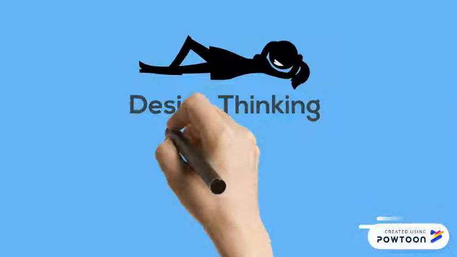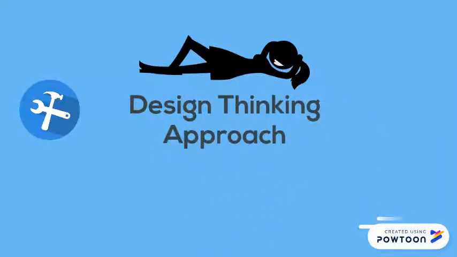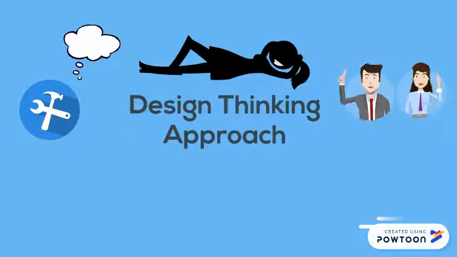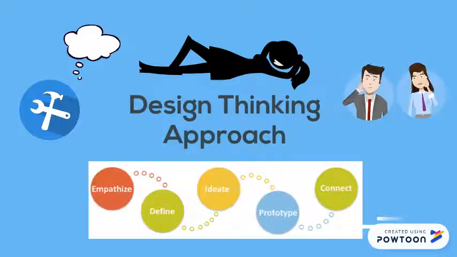Next, we dive into the design thinking approach, which is about tapping into a designer's toolkit and sparking new ideas. It is a human-centered approach where the people who will benefit from the solution are directly involved in the design. The Technologist module emphasizes the design thinking process that follows the path of empathize, define, ideate, prototype, and connect.